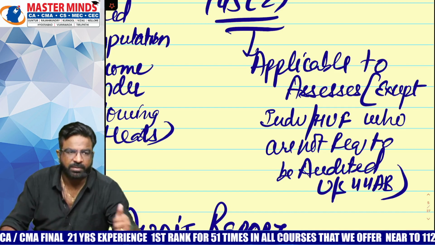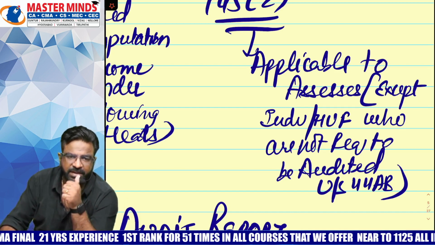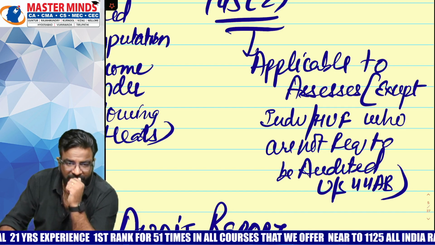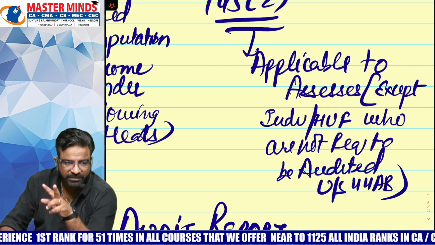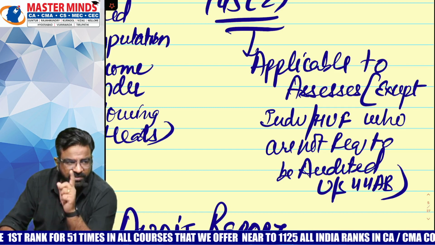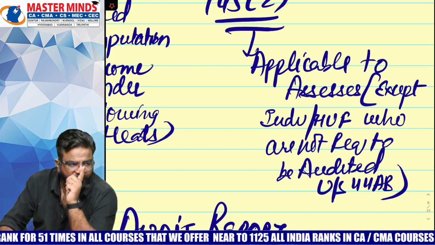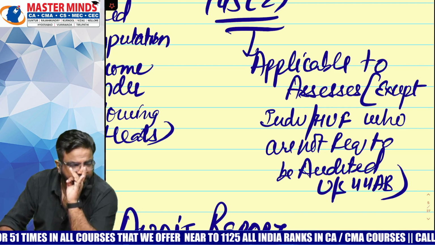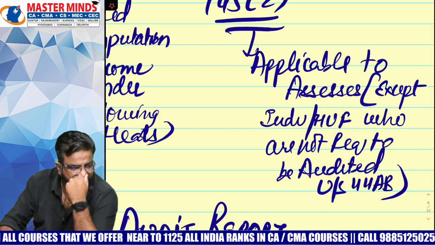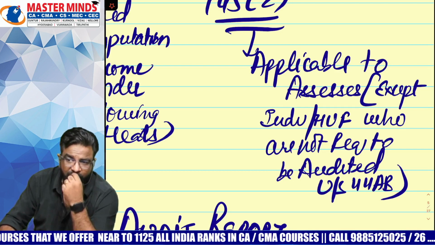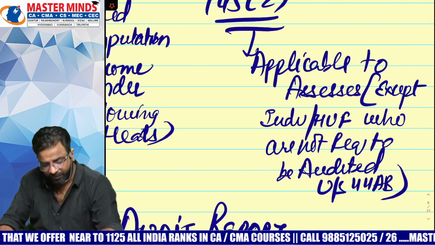So point number 1: what is the major focus of ICDS? Is it on method of accounting or method of computation? And then, applicable on which two incomes? PGBP, income from other sources. Third, which kind of assessees get covered under that? All types of assessees except individuals and HUFs who are not going to get audited under section 44AB.